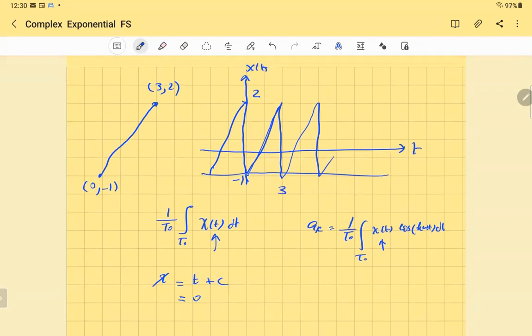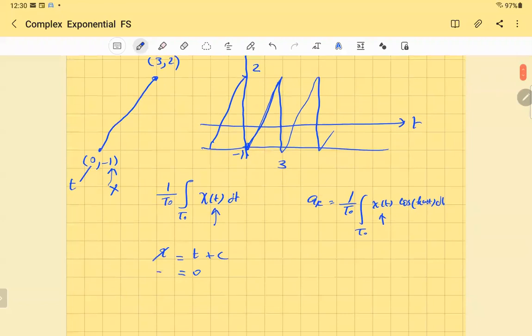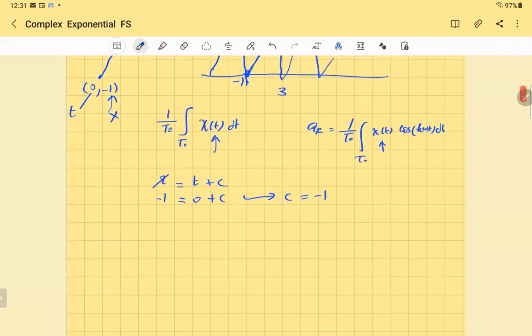-1, right? This is the point. When t equals 0, x is equal to -1. So you can put it in this way and find the y-intercept. So c equals -1, and obviously it's intercepting the y-axis at -1. So x of t is equal to t minus 1. That's the equation you're going to use when you integrate.